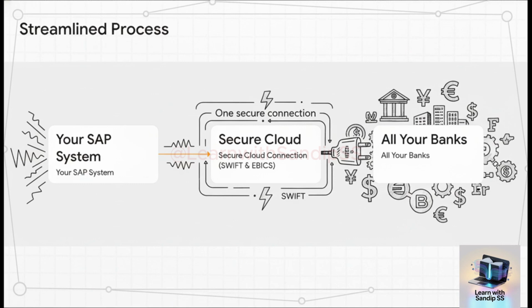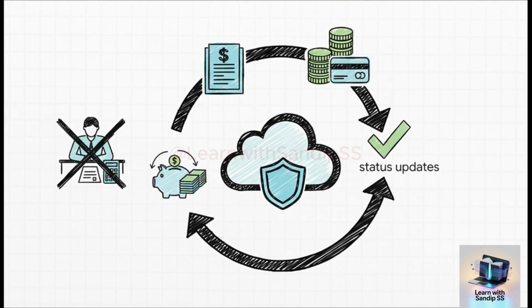Think of it like this. It's a universal adapter for your banks. You have one secure connection coming out of your SAP system using secure standard networks like Swift and eBix, and that one connection gives you access to your entire network of banks. One plug, and you are connected to everybody. It's that simple.